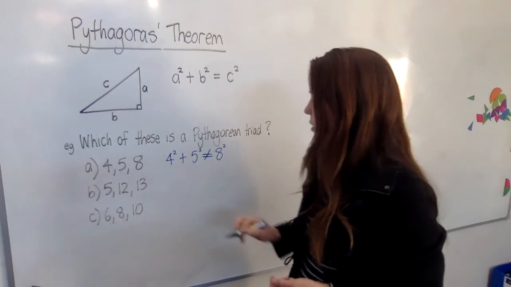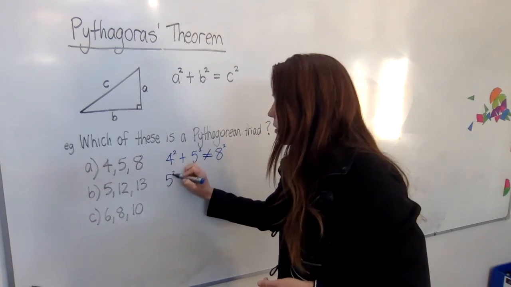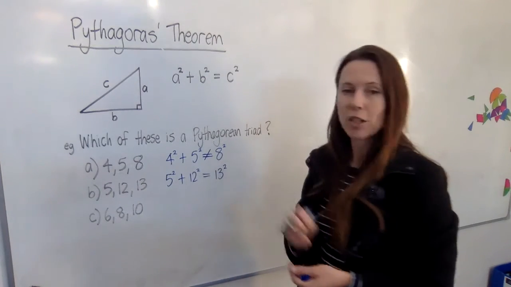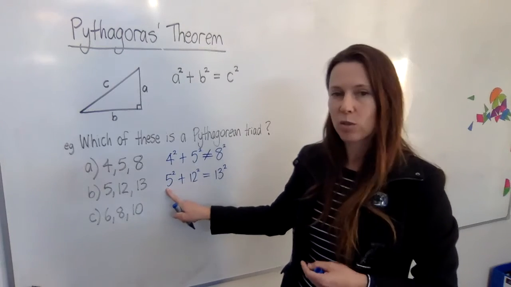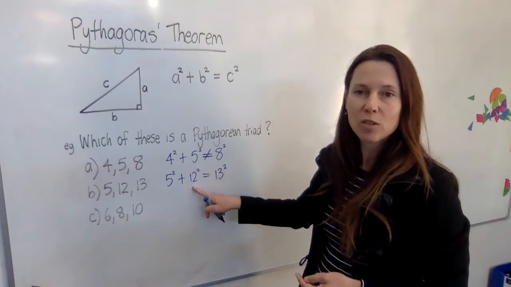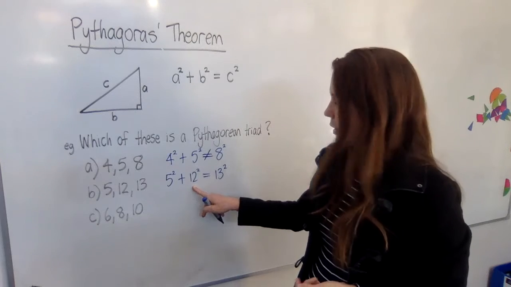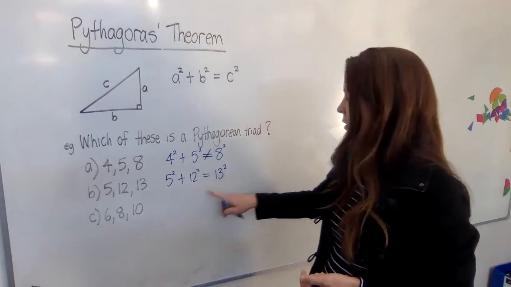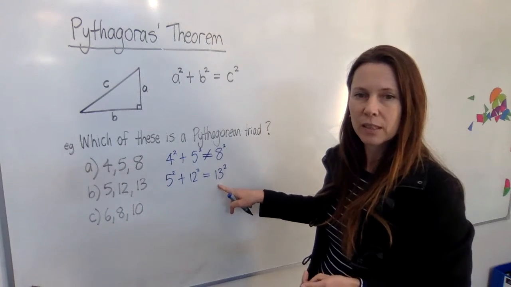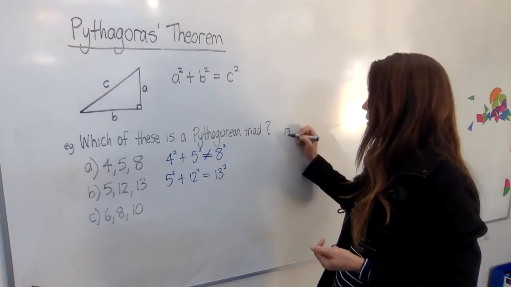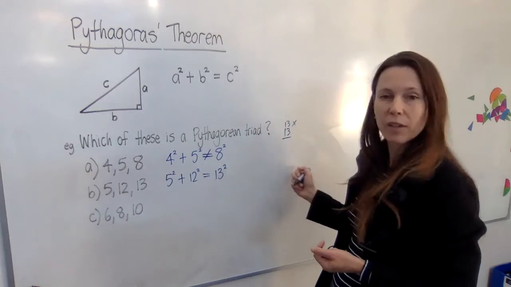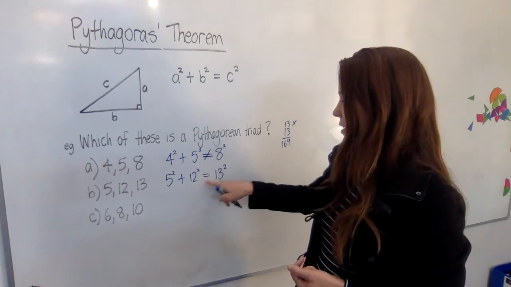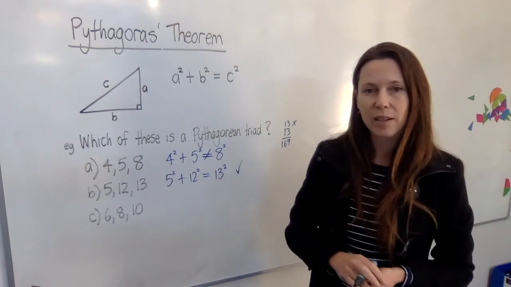Let's try 5, 12, 13. 5 squared plus 12 squared equals 13 squared. That's the proposition that we're checking. All right, 5 squared is 25. 12 squared, 12 12s are 144. Add that to 25, 169. All right, now what's 13 13s? You can do it on your calculator or you can do 13 times 13 and figure it out. Turns out it's 169, exactly the same as this side. So this is true, and this is a Pythagorean triad.